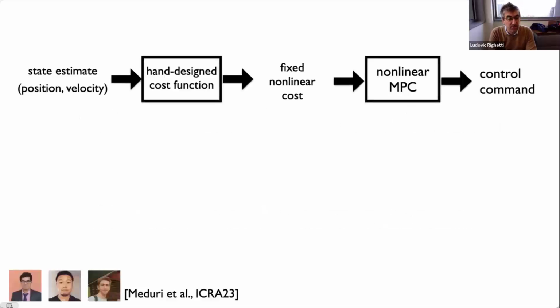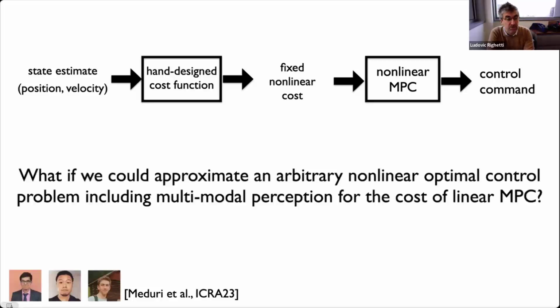So the typical thing I have is a state estimate, position, velocity. Then I have a cost function that I've written by hand. Then I have a nonlinear cost for the whole sequence of actions that I want to do, so a nonlinear cost over time. Then I have my nonlinear MPC, and then I solve it, and I have a control command that I execute, and then I do it again. So, two things. What if I could approximate my nonlinear control using some multimodal perception for the cost of linear MPC?